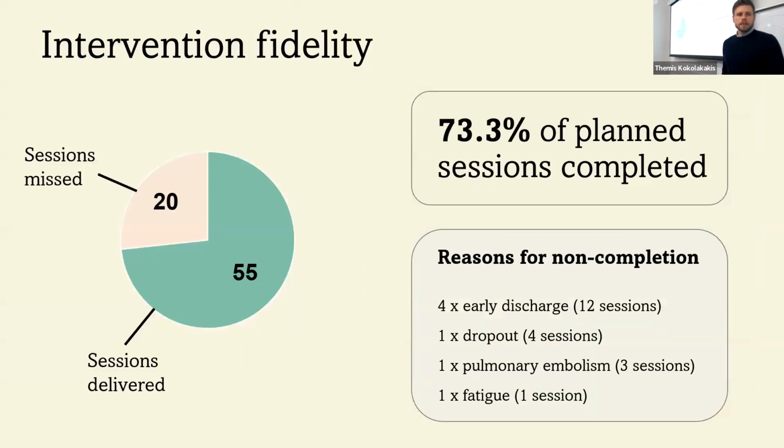In terms of the intervention fidelity, I delivered 55 exercise sessions, and 20 were missed. So that was just over 70% of planned sessions completed. The main reason was early discharge, as I mentioned before. 1 person dropped out. We had 1 person with a pulmonary embolism, which wasn't related to the intervention. And 1 person didn't want to do the final session because of fatigue. But overall, we think it was quite a success in terms of intervention fidelity.